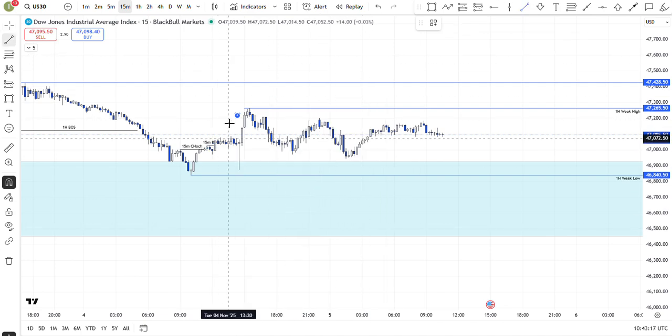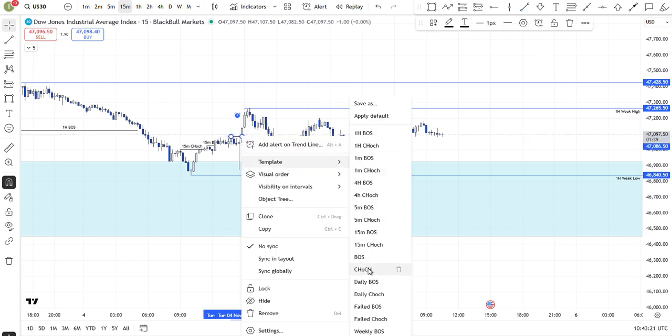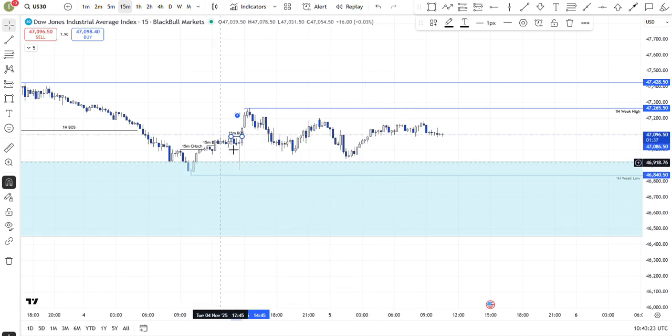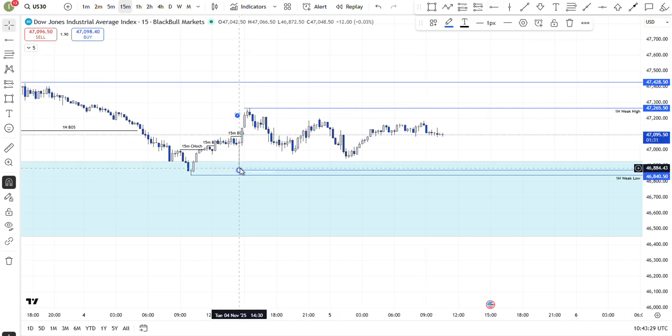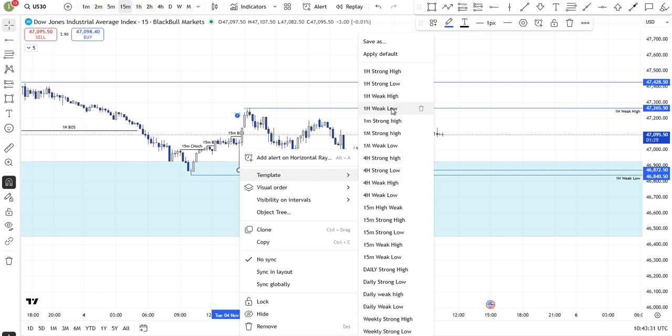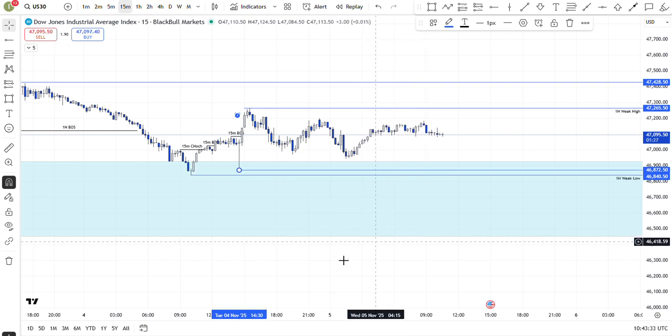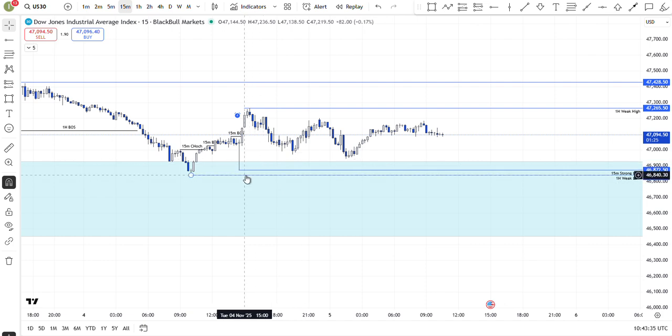We have another 15-minute break of structure here, and then a high. So then this is our new strong 15-minute low within this range. So we have that defined.